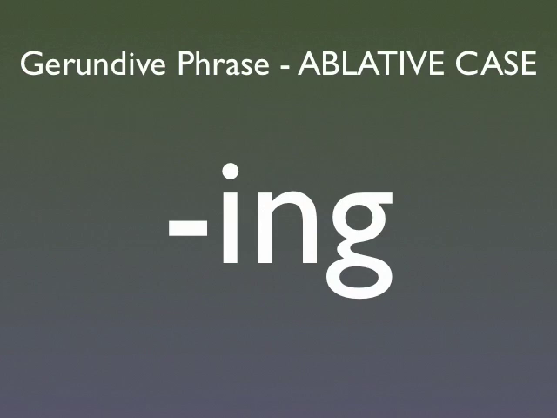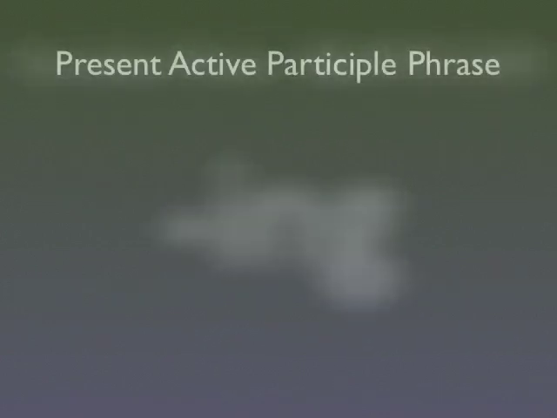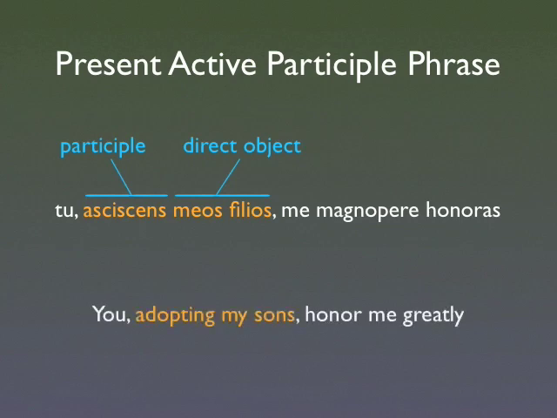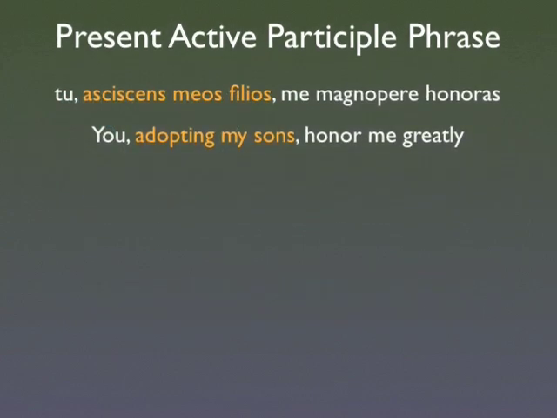Just to clear out some confusion, we also translate present active participles into English as -ing. Here would be a similar thought, but using a present active participle instead of the gerundive. Tu asciscens meos filios, me magnopere honoras. You, adopting my sons, honor me greatly. Do you see the slight difference between the two?